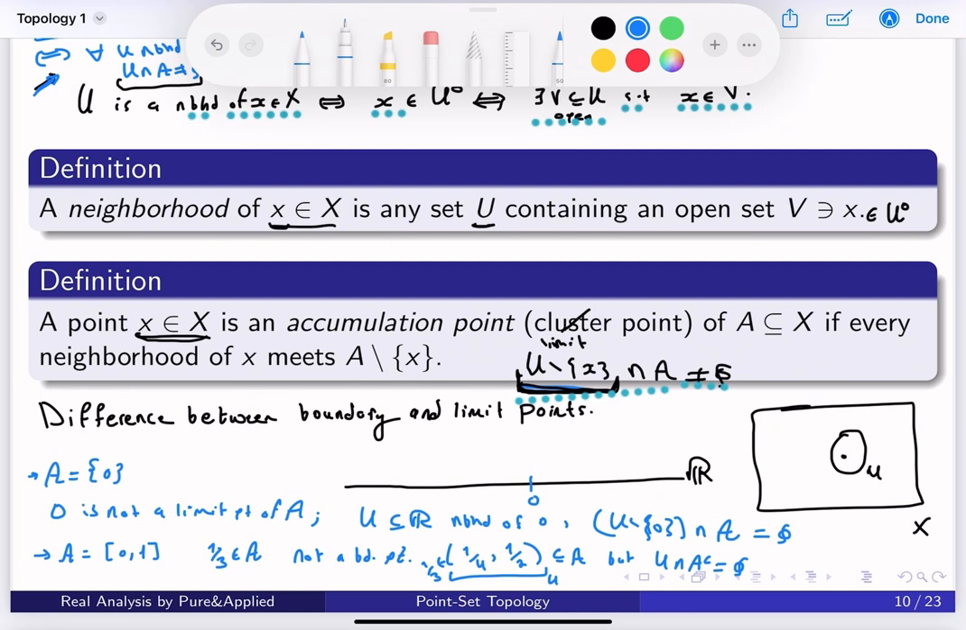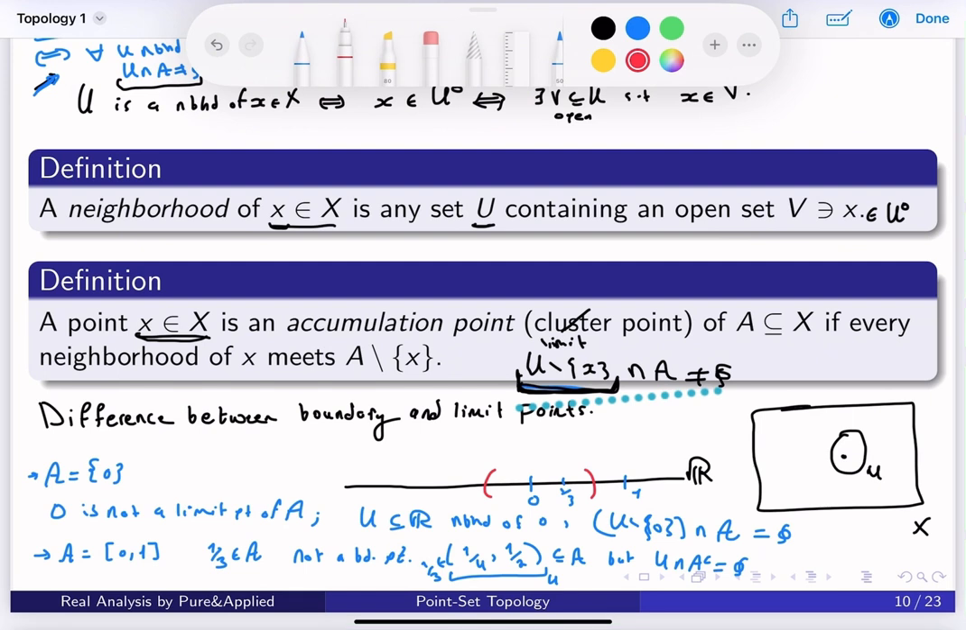1/3 is an interior point, however, and you can also see in this case that 1/3 is a limit point. Why is it a limit point? Well, because if I take any neighborhood U, whatever it is, let's say this is the U. Any neighborhood U, of course, is going to contain an open interval around 1/3.